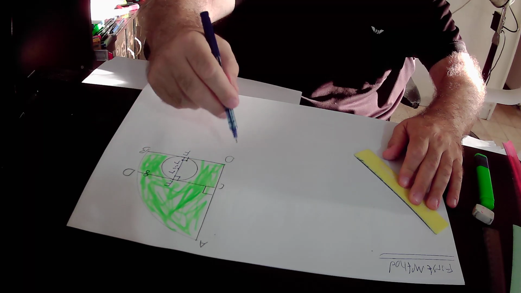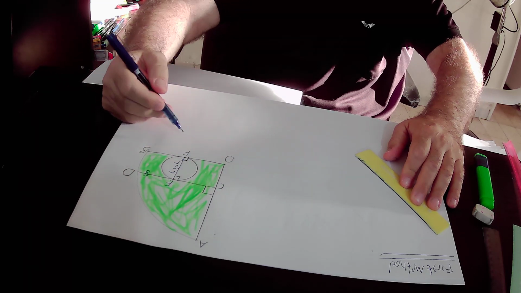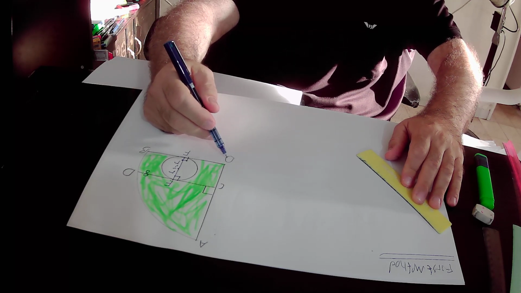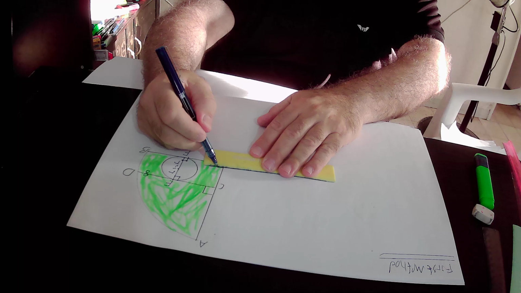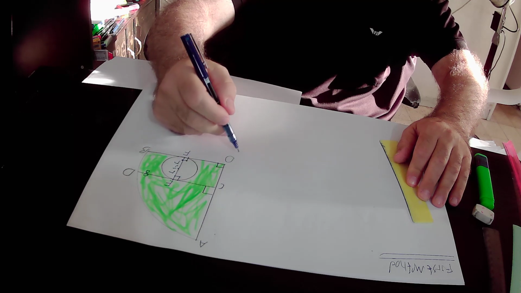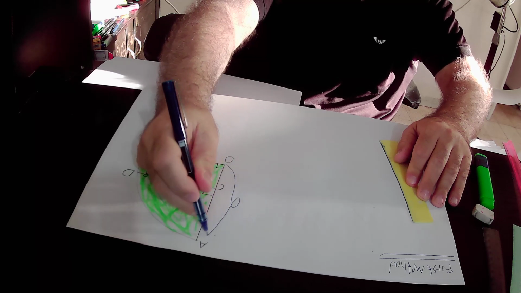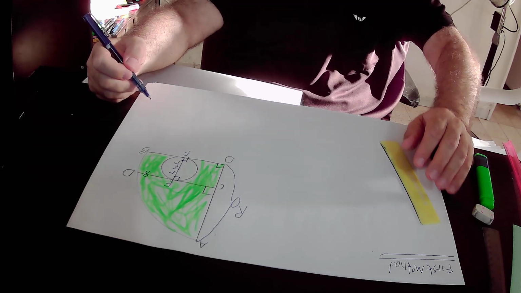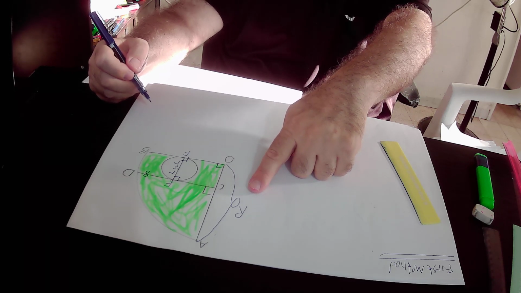Because AOB is a quarter circle, it means that point O is the center of the quarter circle. Angle AOB must be equal to 90 degrees. And also AO must be the radius of the quarter circle that we define as capital R. So AO is the radius of the quarter circle. It must be a straight line.